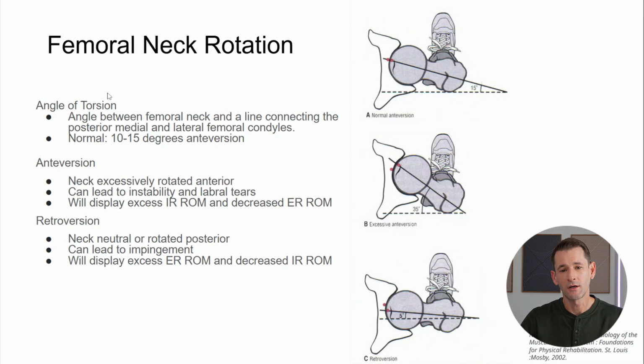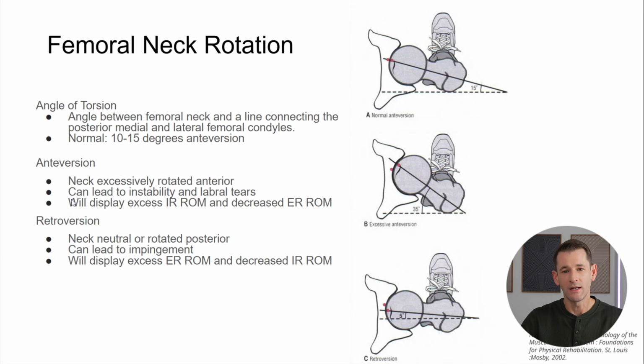because of that. Now let's talk about our angle of torsion. That's the angle made in the transverse plane between the femoral neck and a line connecting the posterior aspects of the medial and lateral femoral condyles. Normally, that sits in a little bit of internal rotation. That 10 to 15 degrees of internal rotation is a normal amount of anteversion. So normally we have 10 to 15 degrees of anteversion.